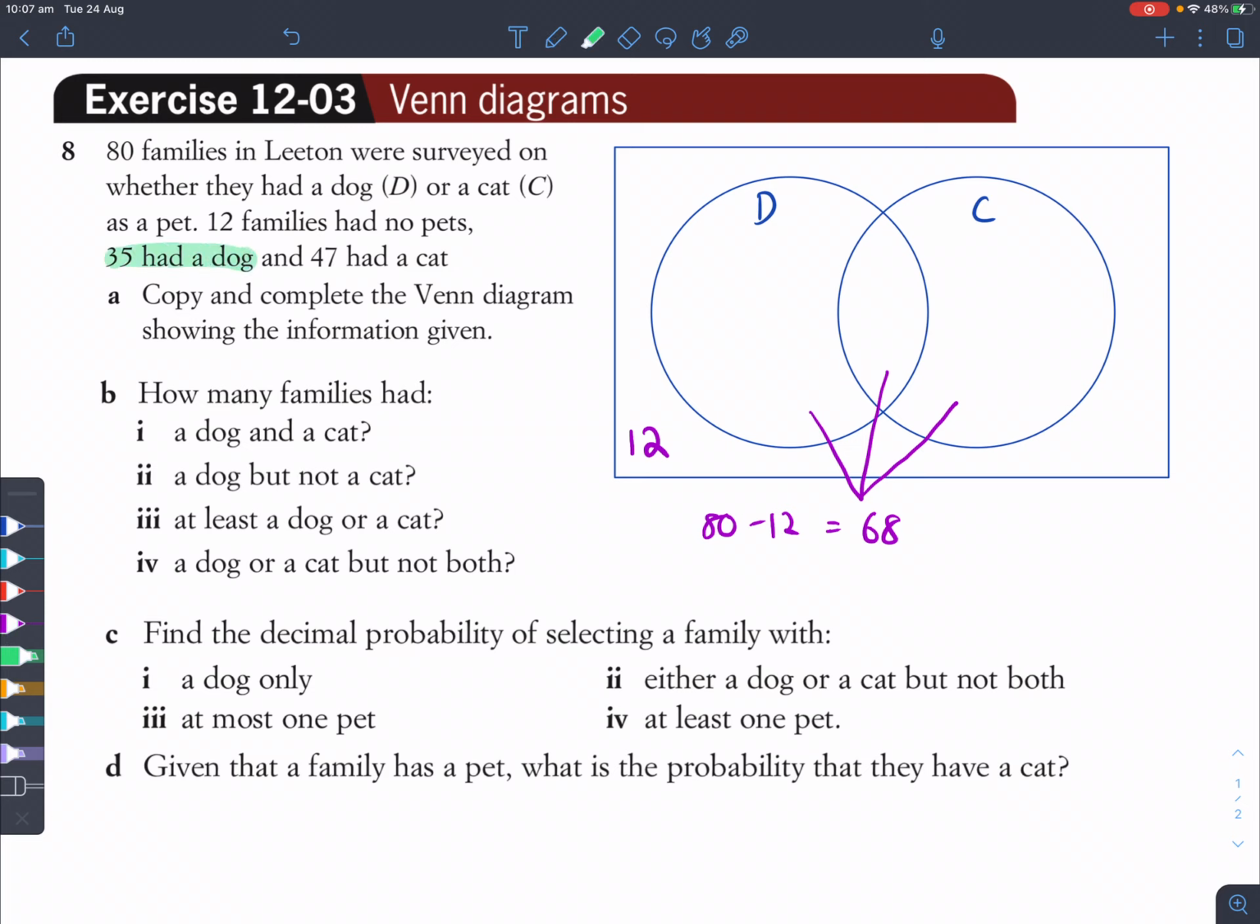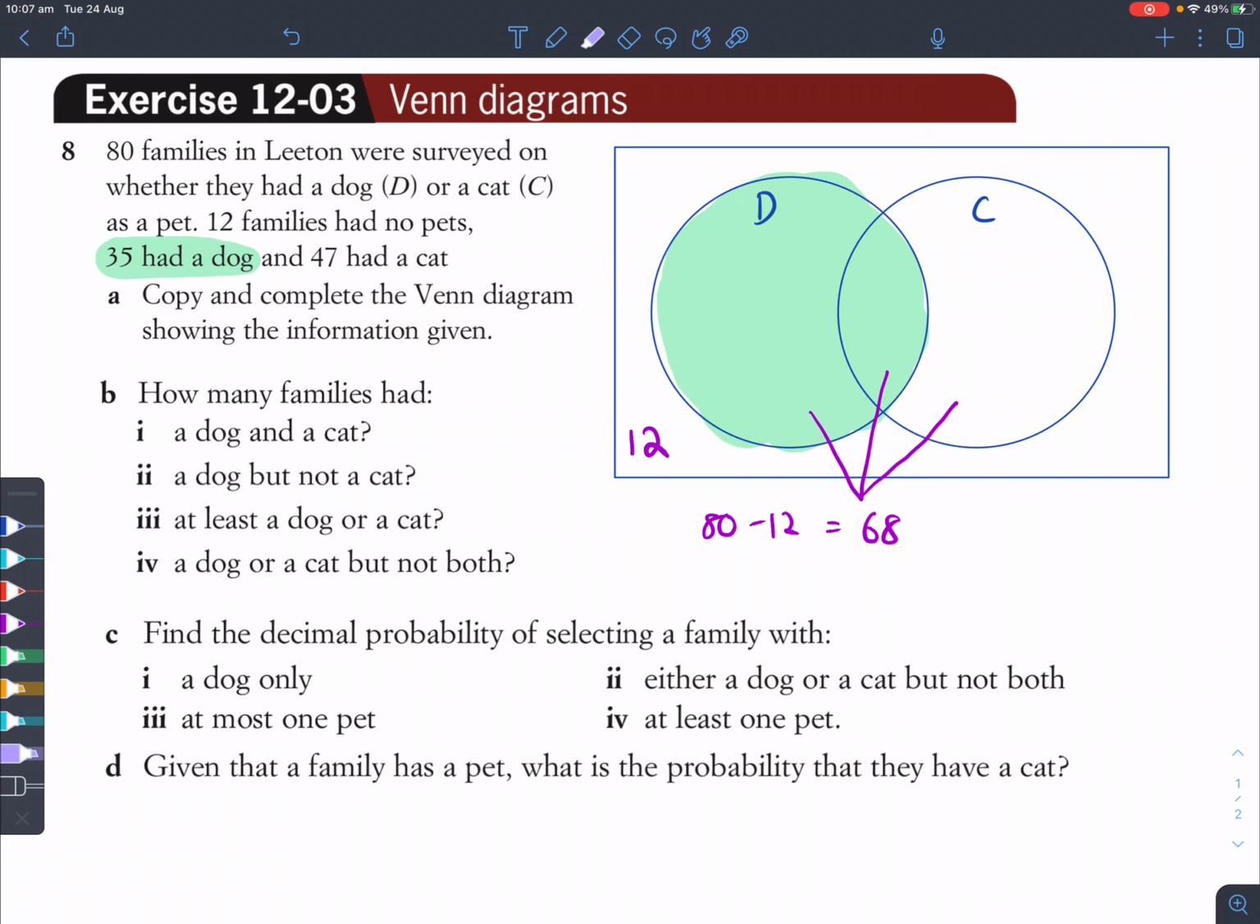Now, let's have a read of this part. It said here that 35 families had a dog, okay? What does that actually mean? This includes people who might have a cat as well. So this includes everything within this circle, okay? So not to be confused with people with only a dog, which means no cat. 35 resembles everything here. So I'm just going to color that in just so I can show you what this represents, okay?